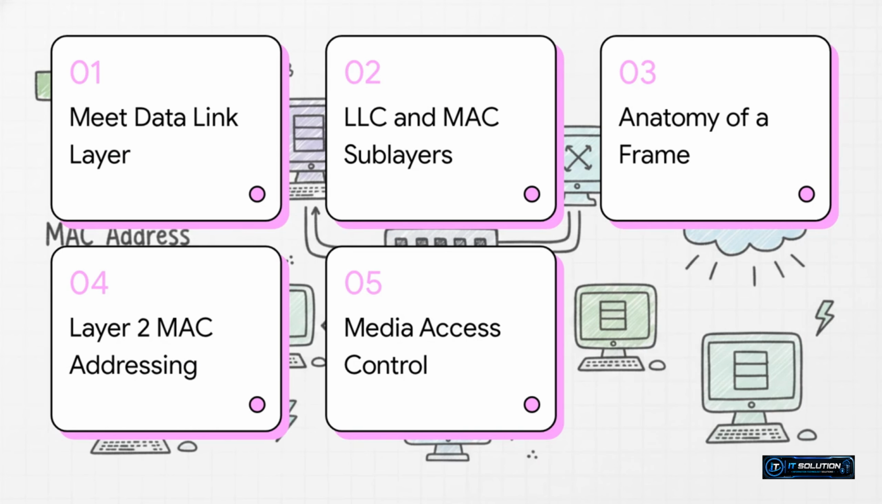And here is our roadmap for today. First, we'll officially meet the data link layer. Then, we'll break down the LLC and MAC sublayers. Third, the anatomy of a frame. Fourth, Layer 2 MAC addressing. And finally, we'll wrap up with media access control methods.